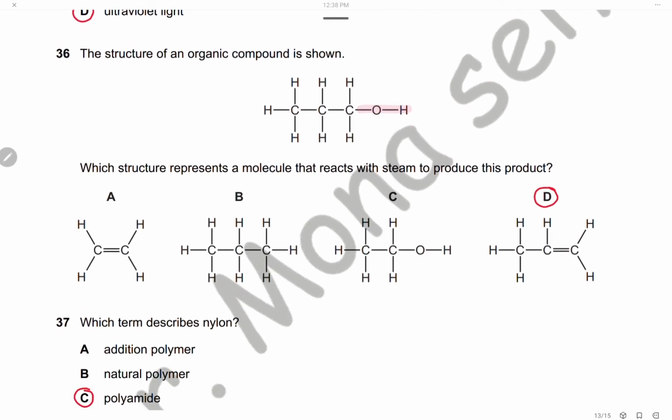Question 36. The structure of an organic compound is shown. Which structure represents a molecule that reacts with steam to produce this compound? This compound is an alcohol, and alcohol can be prepared by the reaction of an alkene with steam. So we will search for an alkene which contains 3 carbon atoms that can react with steam to form this alcohol, which is propanol. Here we have the alkene formed from 3 carbon atoms. It is propene, so the answer is D.